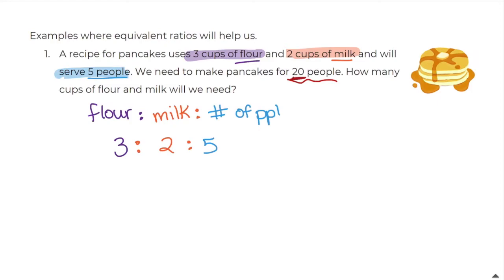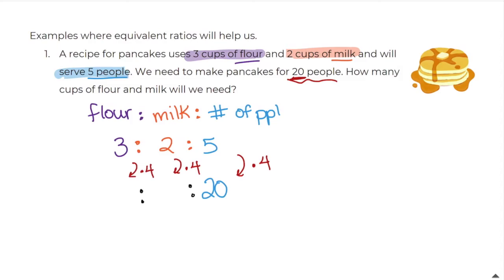So I'm going to have a new ratio that's going to work for 20 people. So I'm going to put this 20 right here under number of people, and I'll color code this blue so we can see that it's still the number of people. So how do I go from 5 to 20? Well, I multiply by 4. And as long as I'm consistently multiplying each one of these numbers by 4, then my ratio will stay the same.